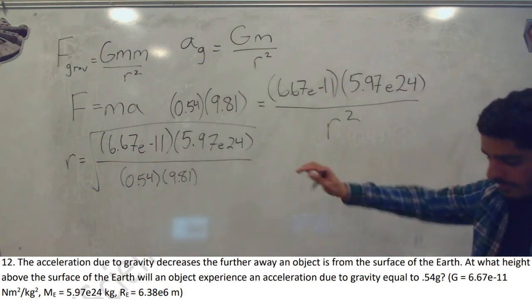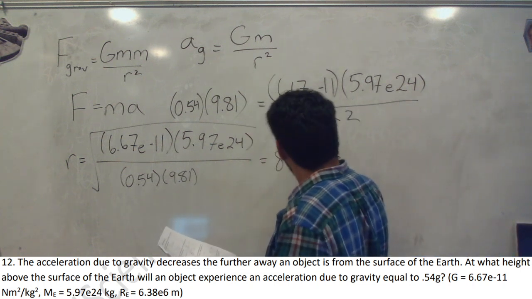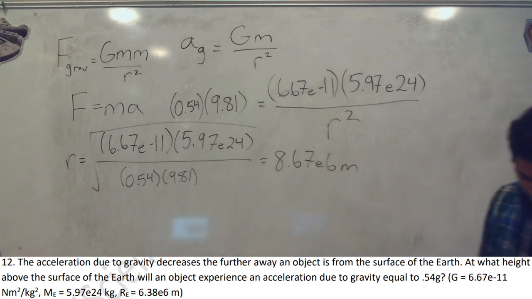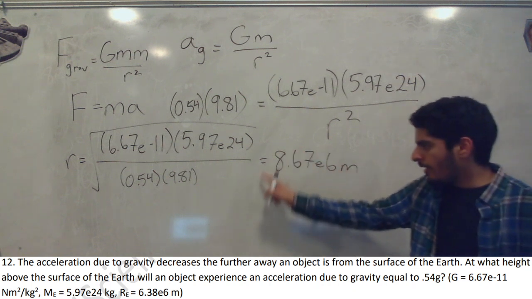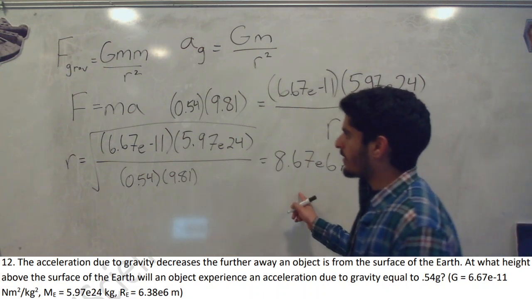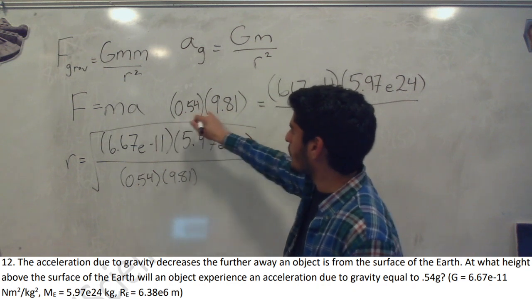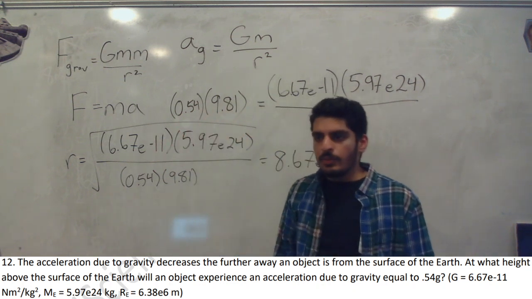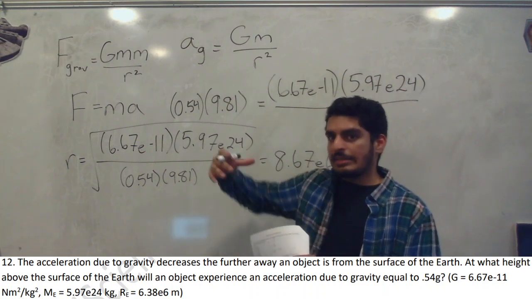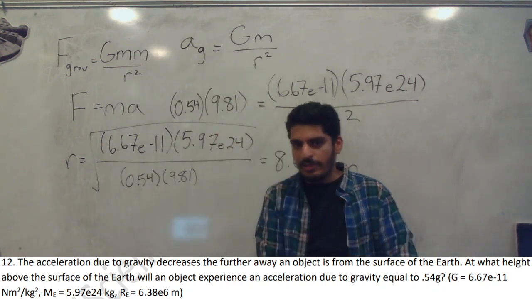So when you do all of that, you should hopefully get r is equal to 8.67 E6 meters. And so you might be wondering, well, that is not one of the answer choices. Well, the reason for that is because if we are experiencing less than full gravity, 0.54 is less than full gravity, you would expect that we would not be on the surface of the Earth, but rather maybe a little bit out into the atmosphere. We'd be a little farther away from Earth, but definitely not at the surface of the Earth.